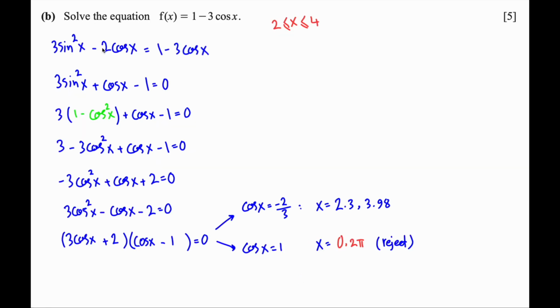Question number 8, part B. I have to solve the equation f of x equals to 1 minus 3 cosine x. So from the previous part, I know the definition of f of x. All I have to do is just substitute it with its equivalent value and then bring everything to one side. I'm going to be left with 3 sine squared x plus cosine x minus 1.